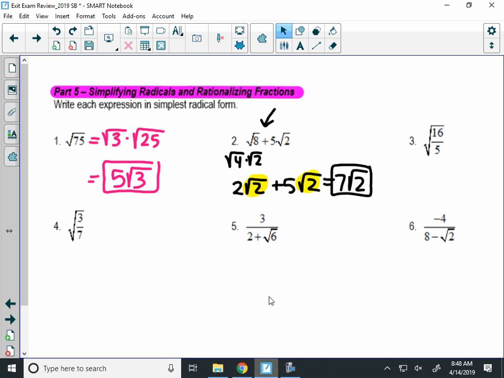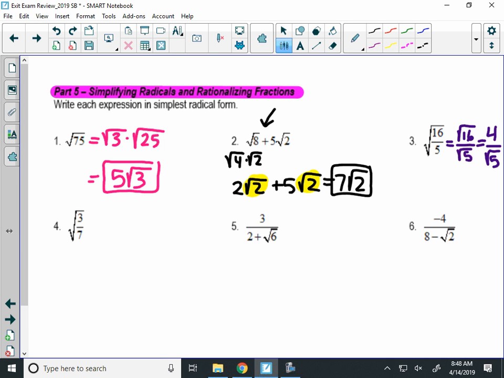There we go. Okay, number 3, we are going to simplify. First, remember, when you have a fraction under a radical, you start by breaking up the square root to be radical 16 over radical 5. When I simplify that, I get 4. Radical 16 is 4 over radical 5.